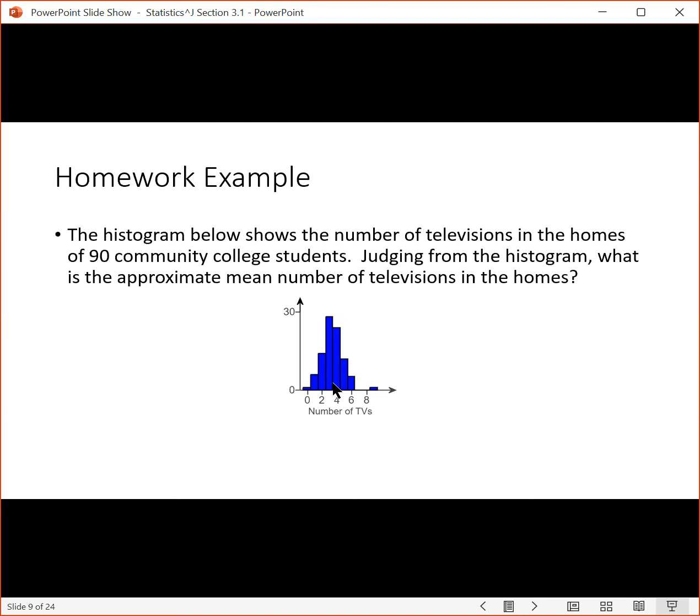All right, and so if it's on the left side of the second tallest bar, it looks like it's maybe somewhere slightly below 4, right? We can see here that we've got 4 right there, and it looks like it's to the left of that. So it looks like it's slightly to the left of 4.